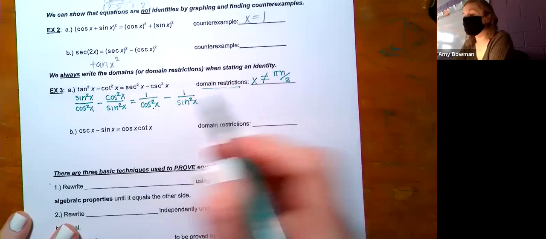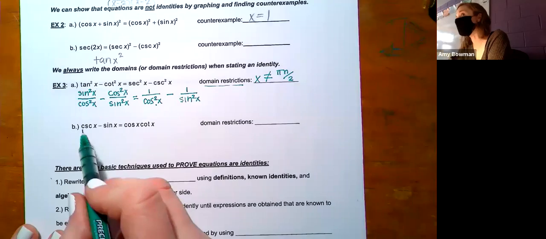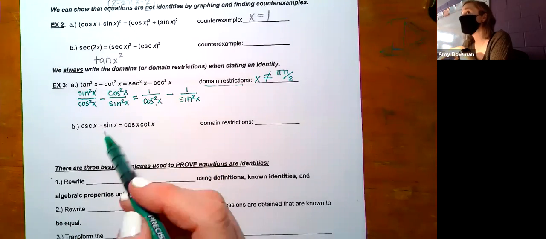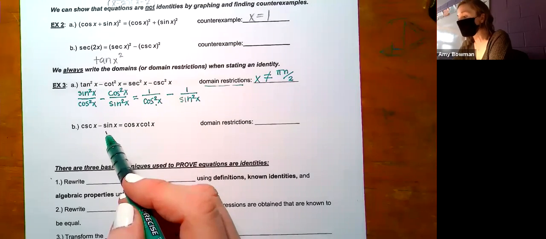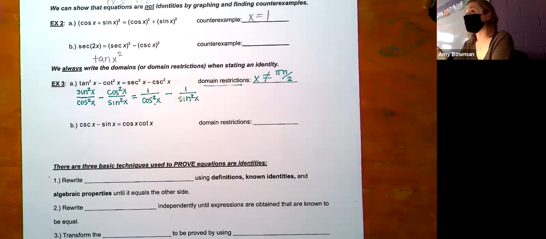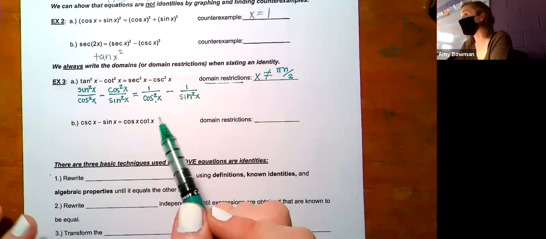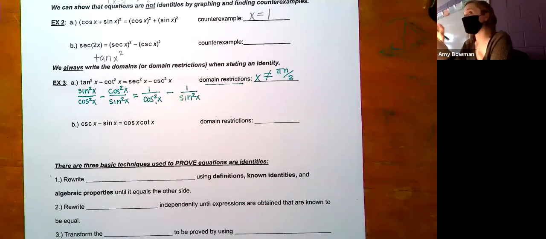Let's look at this next one. So cosecant, again, I'm not going to prove this. We will prove these eventually here in a little bit, but we're just focusing on identifying domain restrictions. So again, if you're looking at an identity and you're stating restrictions or actually trying to prove the identity, your goal is to rewrite it in terms of sines and cosines, because that's going to help you manipulate it to your advantage and simplify it to make it look like the other side.